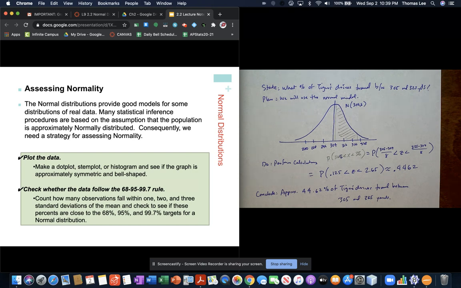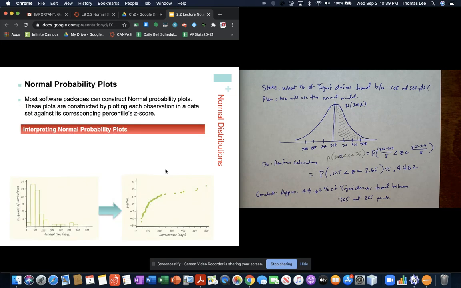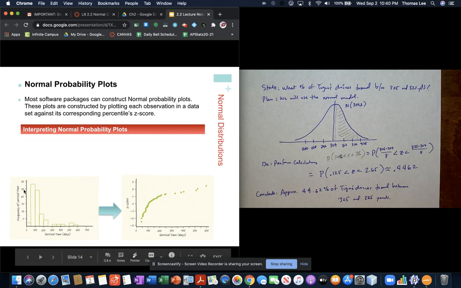Okay, so what we're going to do is plot the actual data and examine the plot, and it better look pretty symmetric. It better look pretty bell-shaped. Okay, and then the next thing you want to do is an actual normal probability plot. So look at this plot right here of the actual data. Does that look somewhat normal to you? Do you think the normal model would be a good fit there?